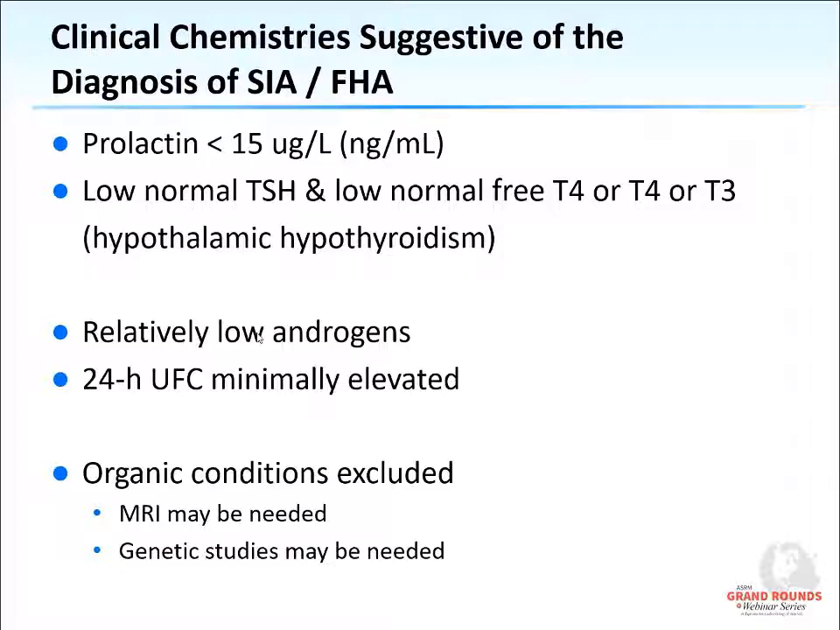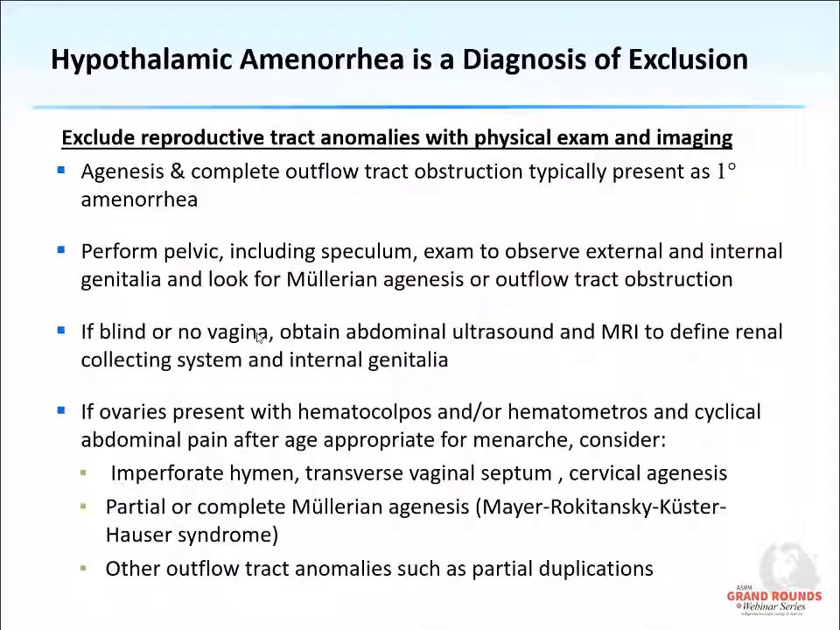And the easiest way to do that actually is an overnight cortisol or 24-hour urinary free cortisol. And occasionally one would need to do some kind of neuroimaging or genetic studies. So depending on the diagnosis, but I'm tilting this in favor of functional hypothalamic amenorrhea. But you do have to look for outflow tract anomalies and abnormalities, including Sheehan syndrome. So there are ways to look for that as well.